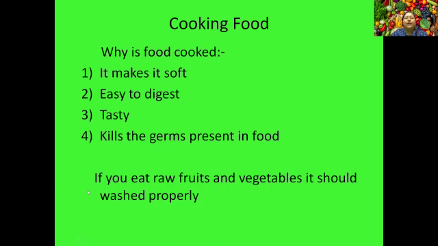Now, the fourth point is, it kills the germs present in the food. Now, food items have germs which you can't see. So, we cook the food to kill the germs. But suppose you're eating raw fruits and vegetables, you should wash it properly, because otherwise the germ will stay on the peel and will go inside your body. But you should not overcook the food, otherwise it will kill the nutrients present in the food.